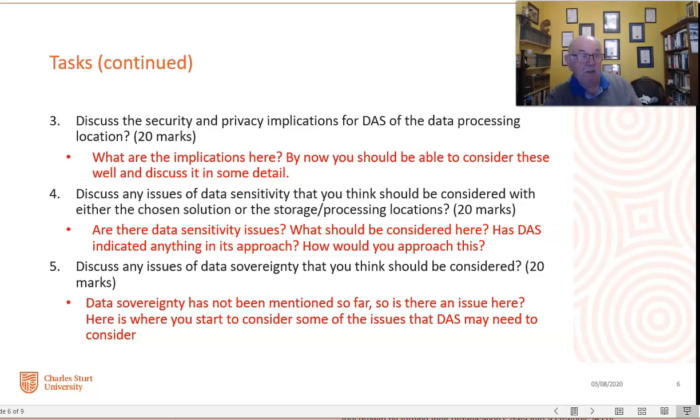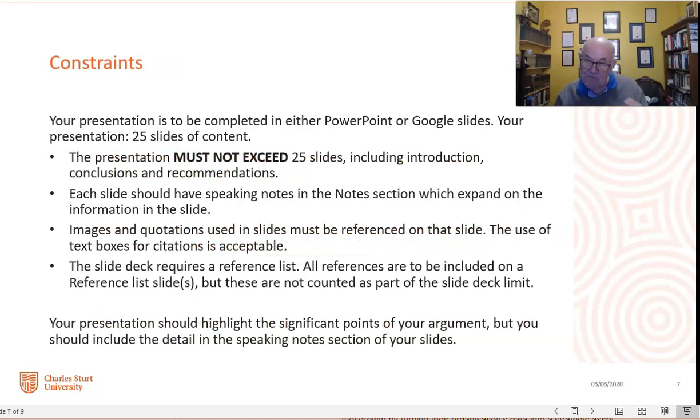Finally, the last question that management is looking for is a discussion on any issues of data sovereignty that you think should be considered. And data sovereignty, again, hasn't been mentioned at all so far. So is there an issue here? This is where you've now got to start to think about some of the issues that DAS may need to consider. And this will actually feed into some of your other assignments coming down the track. So start to think about data sovereignty at this stage.